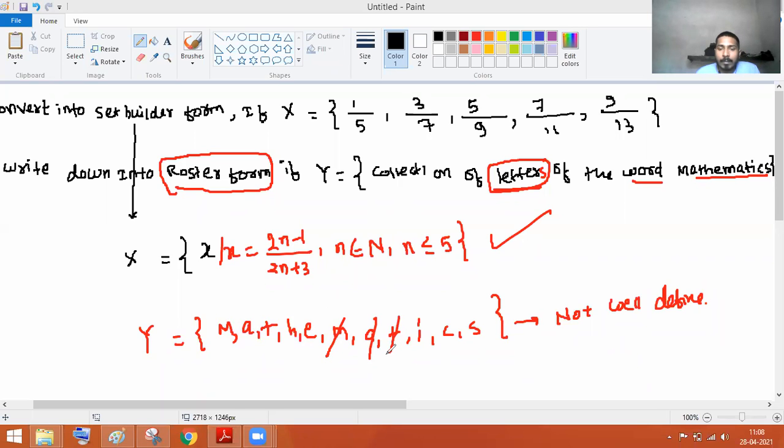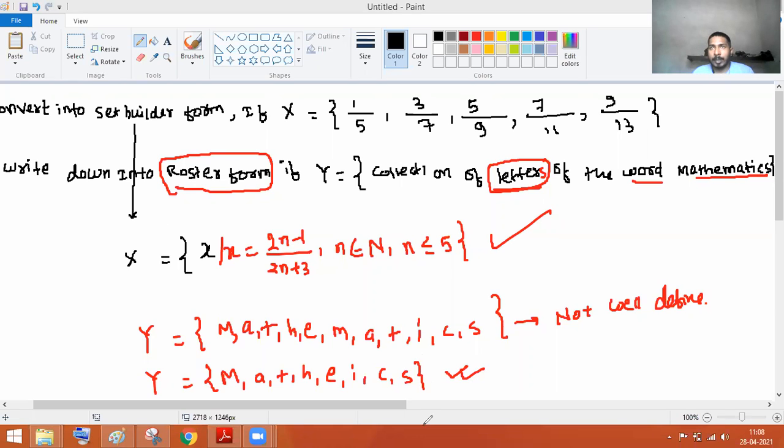Clear? Yes. So the correct answer for y, since you cannot repeat elements in the set, is m, a, t, h, e, i, c, s. This is the correct answer for Y. From now onwards, keep in mind that repetition is not allowed in a set. Clear with this?